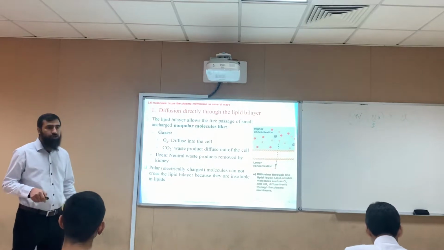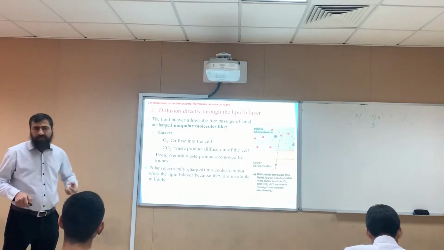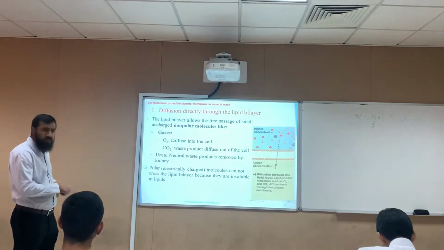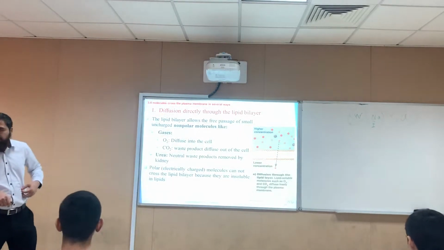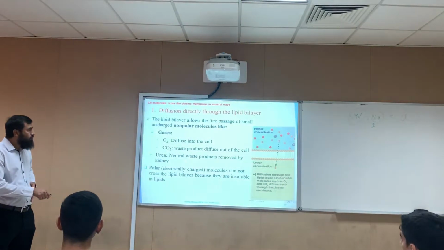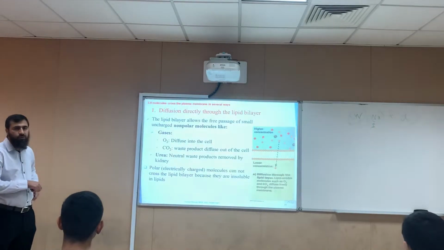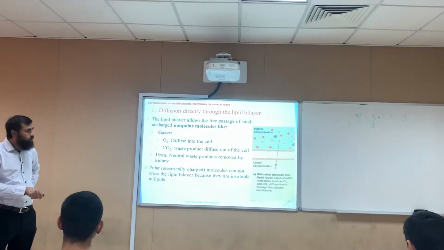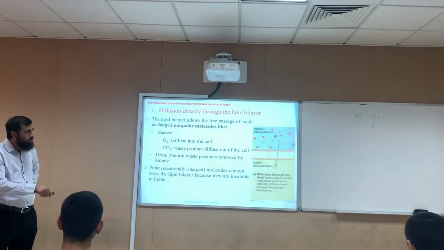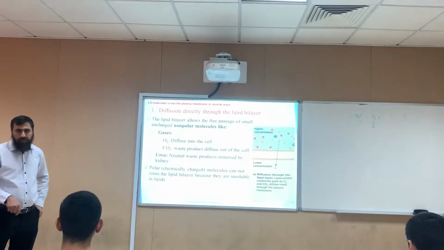And ammonia is toxic to us. So the liver takes this and converts it to this less harmful thing called urea. But we still need to get rid of this. So this urea is also neutral, non-polar. It can pass through, depending on where it is.